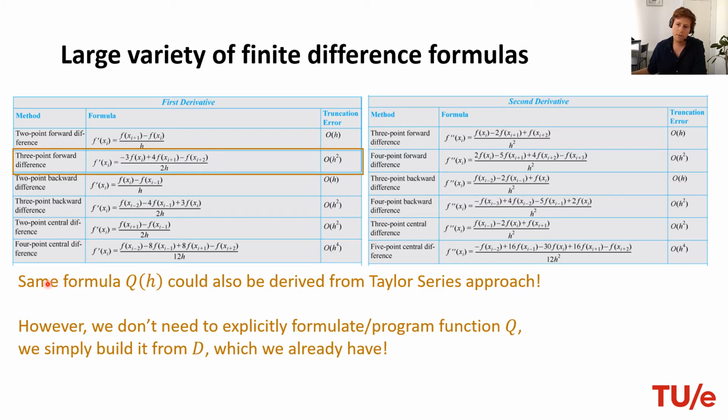However, it's important to state that the way we derived this scheme didn't need any complicated Taylor series analysis. No, it was from a simple algebraic manipulation of two evaluations of a low order scheme D at two levels of grid refinement, h and 2h. So we don't need to explicitly formulate or program this function Q. We can simply build it from D, which we already had. We already started from this forward finite difference scheme.